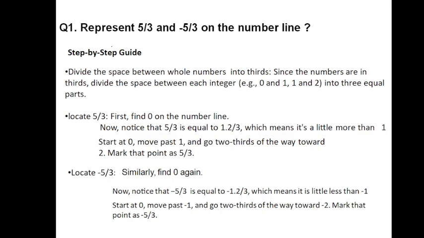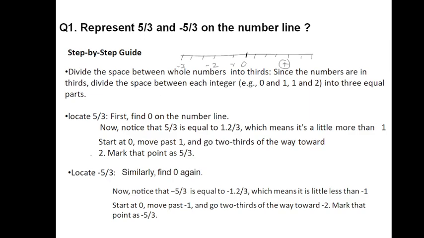First, we will solve it step by step. First, divide the space between whole numbers into thirds. Since the numbers are in thirds, divide the space between each integer. This is a number line. Here is 0. The right side of 0 is positive, and the left side of 0 is negative. Minus 1, minus 2, minus 3, and so on.